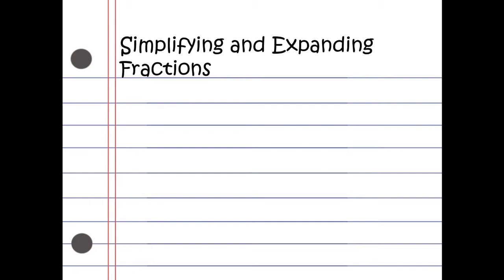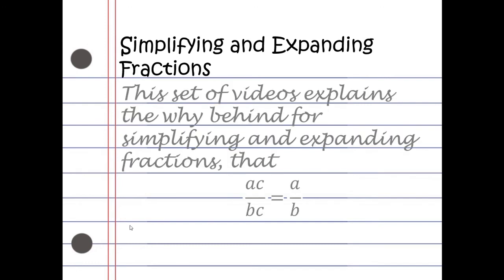Simplifying and expanding fractions. This set of videos explains the why behind, the reason for simplifying, also known as reducing, and expanding fractions, basically explaining the why behind for AC over BC is equal to A over B, where A is any real number, B is any real number but 0, and C is any real number but 0.